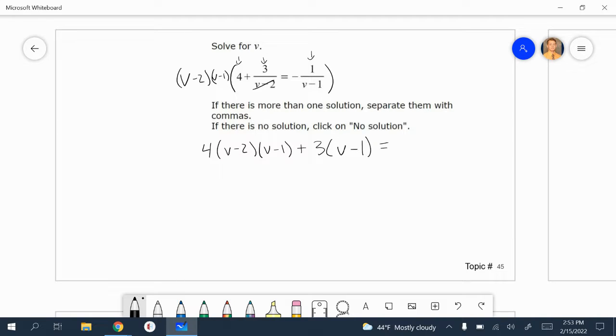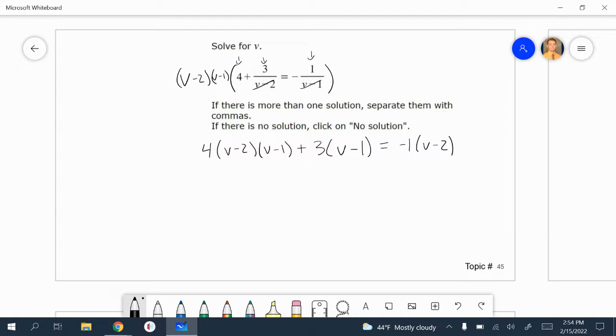Equal to, that negative 1 is going to be there. The v minus 1 is going to cancel out, and we'll be left with v minus 2. And now we're going to do a lot of solving here. So we'll do 4v squared. By the way, I guess maybe I should explain this.